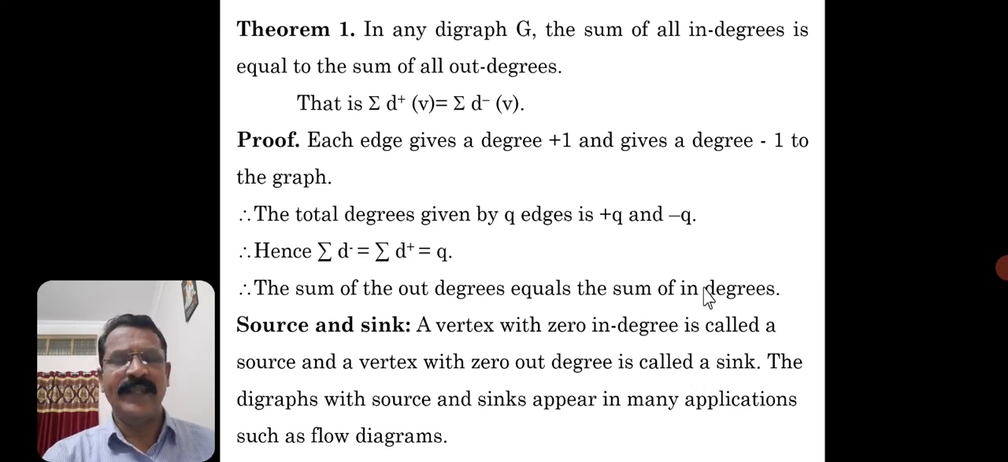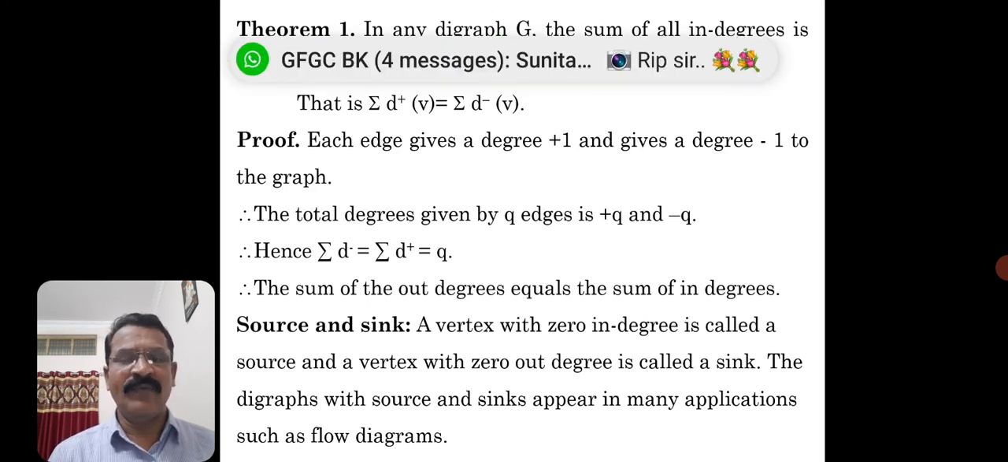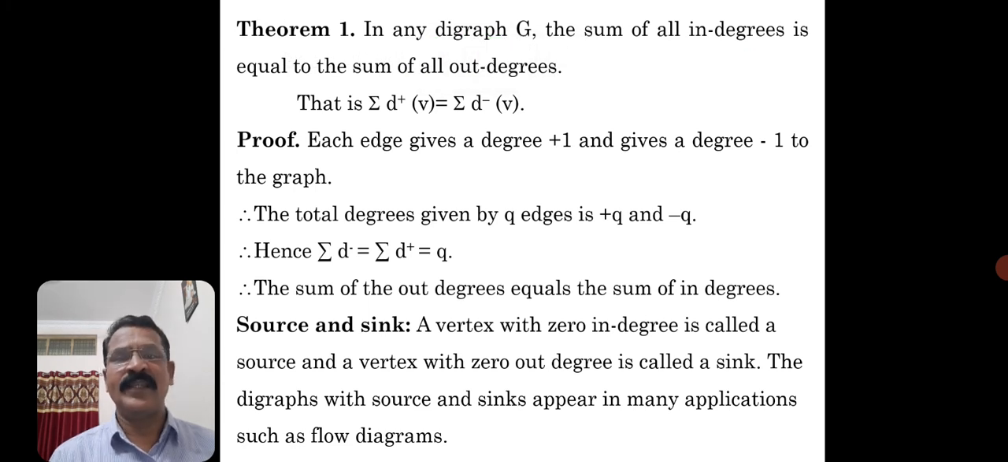Source and sink. A vertex with 0 in degree is called a source, and a vertex with 0 out degree is called a sink. Very interesting. So a vertex is said to be a source or a sink depending on the in degree and out degree. A vertex with 0 in degree is called a source, and a vertex with 0 out degree is called a sink.